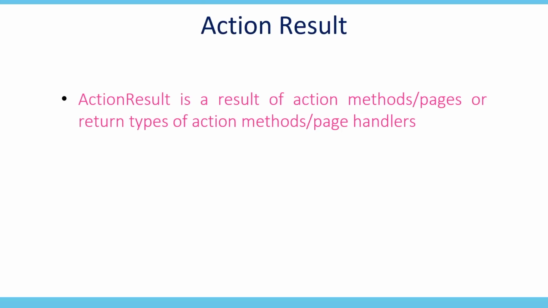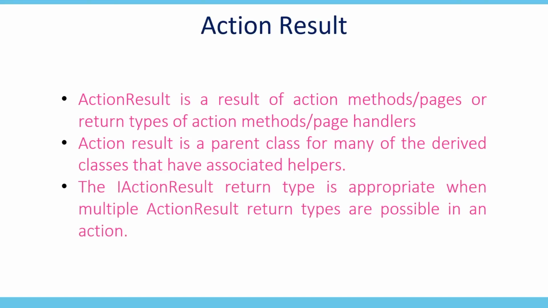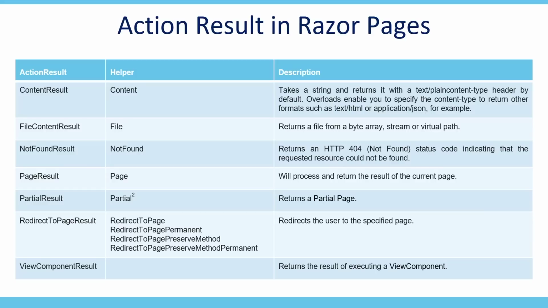So first, let's understand some theory. ActionResult is a parent class for many of the derived classes that have associated helpers. The IActionResult return type is appropriate when multiple action result return types are possible in an action. Let's take a look at some of the helpers and action results. So first, let's take a look at what is there in Razor Pages.